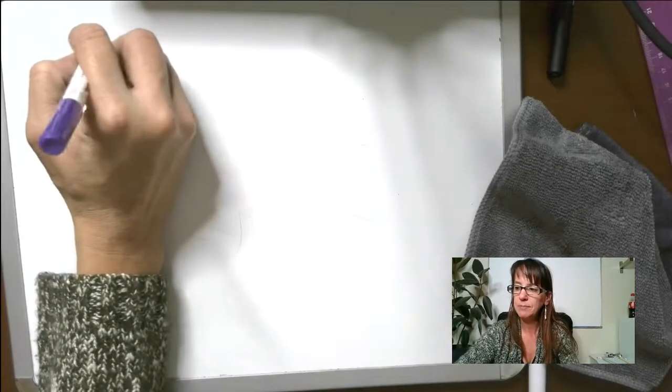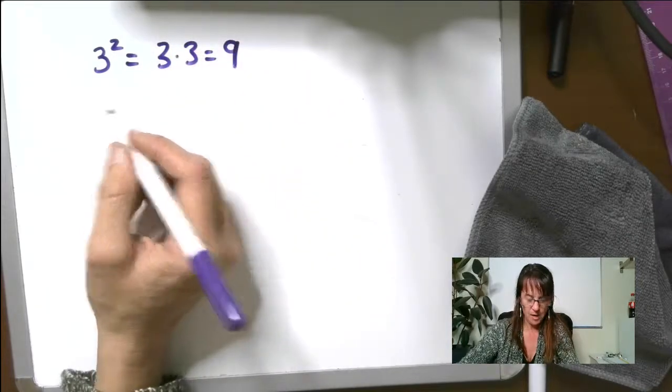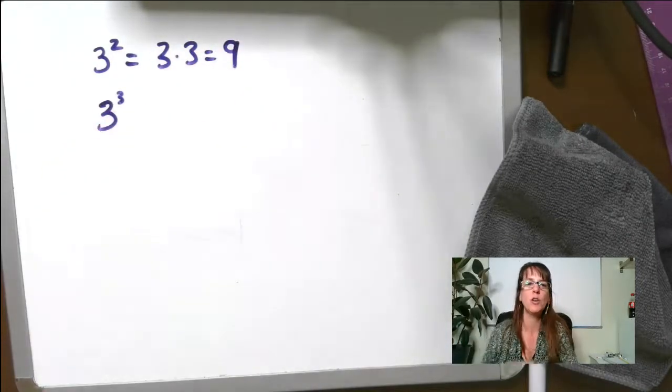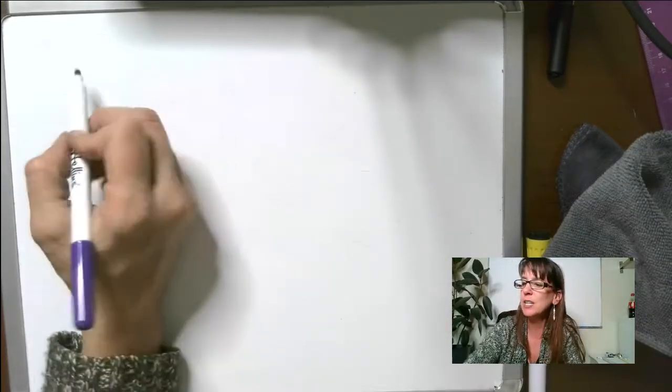3 squared is 9, right? 3 squared equals 3 times 3, which equals 9. 3 to the 3rd power, oh, you know what I want you guys to do? On your notes page, you're gonna put a little section. We are gonna go with these. These are gonna come up often.